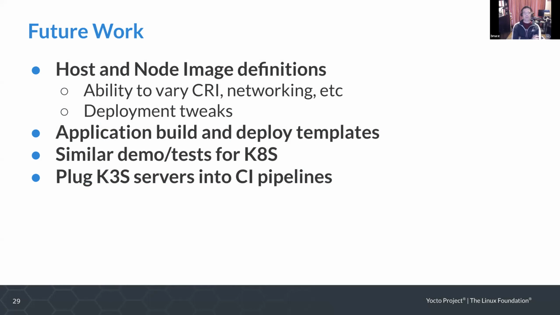The future work is I am working to finish up some host and node image definitions, but not make them only for K3S. They need to work for Kubernetes and any number of other different hosts and nodes that we have in meta-virtualization. So it makes it a little bit complicated. As I mentioned, adding the ability to vary the CRI, the networking that you want. If you don't want flannel, if you don't want this and that, then there's capabilities there that we can add some variables to make it something that can be extended with other images as well.